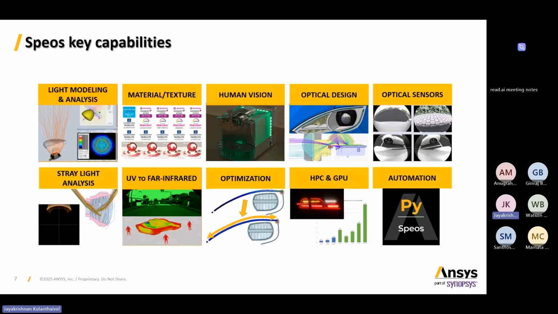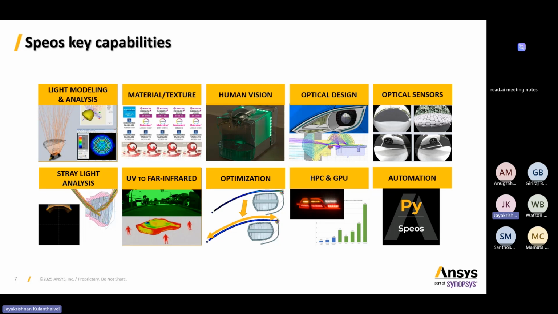So these are the Speos key capabilities. It has light modeling and analysis tools. It has a large pool of material data, along with coatings and paints. Every material database is there within it. And Speos has a key capability called human vision, which allows you to perceive your optical design through human vision. We have an optical design tool which allows non-optical or non-CAD designers to design the optics very fast. And we have different optical sensors integrated within Speos, and you can do the sensor analysis in Speos.